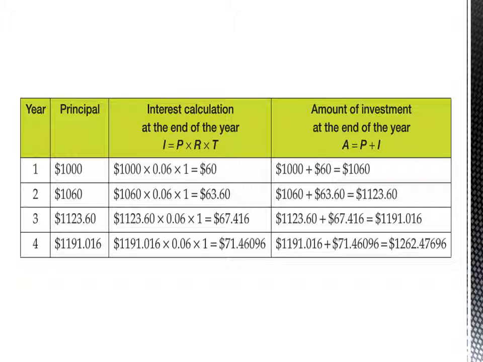So using the formula again with $1,060, we get an interest of $63.60, and this gives us a total of $1,123.60. Using this pattern for the next 2 years, we get a total of $1,262.47 at the end of the 4 years.